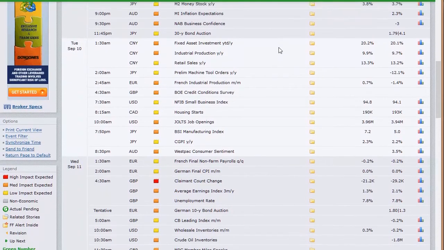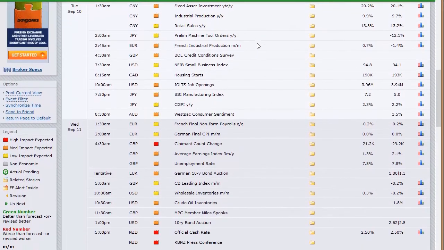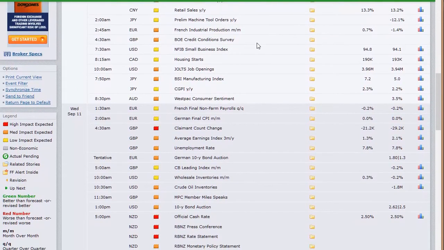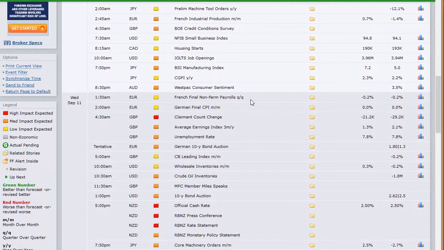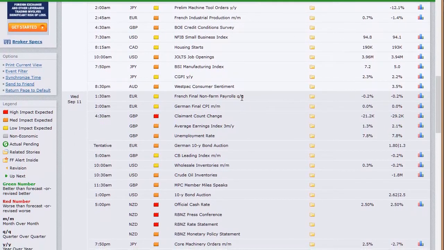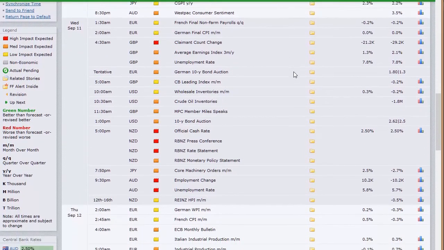30-year bond auction out of Japan. Fixed asset investment out of China, industrial production and retail sales. So China's busy this week putting out data. Preliminary machine tool orders out of Japan. French industrial production. The UK's got the Bank of England credit conditions survey. Housing starts out of Canada Tuesday morning. U.S. JOLTS job openings, not a major number. CGPI out of Japan. So none of these are major numbers that we would look to avoid or go half size ahead of.